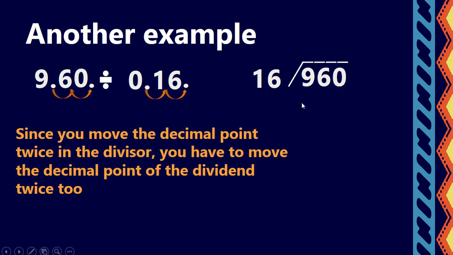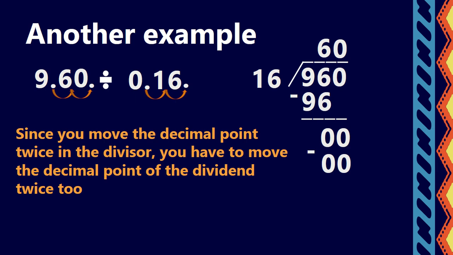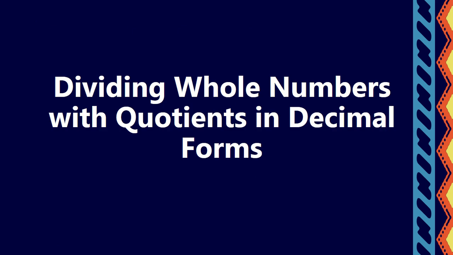So you will move to division. 96 divided by 16, we have 6. 6 times 16, we have 96. You're going to subtract, 96 minus 96 equals 0. Bring down 0. 0 divided by 16, we have 0. And that's it. So the answer is 60.